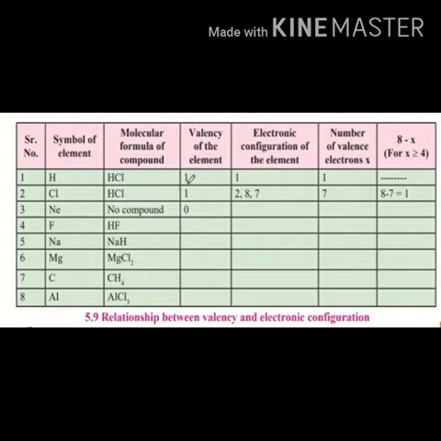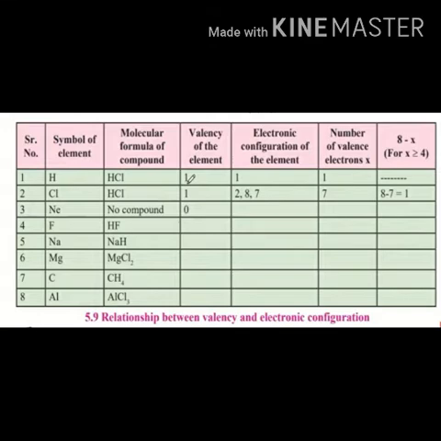First is hydrogen. Symbol of hydrogen is H. First compound is HCl. It is hydrochloric acid. Valency of hydrogen is 1 because here one atom of hydrogen is combined with one atom of chlorine. Therefore, valency is 1. And electronic configuration of hydrogen is 1. Hydrogen contains just one electron in the outermost shell, so the valence electron is 1.